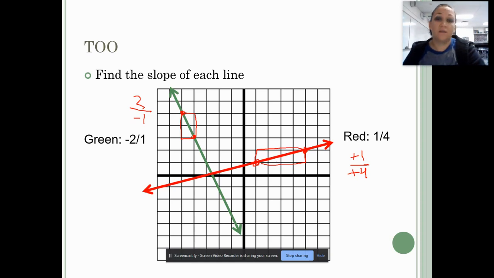This concludes finding the slope of a graphed line. Over the next 2 days, we'll find the slope of different things, but that's it for today.